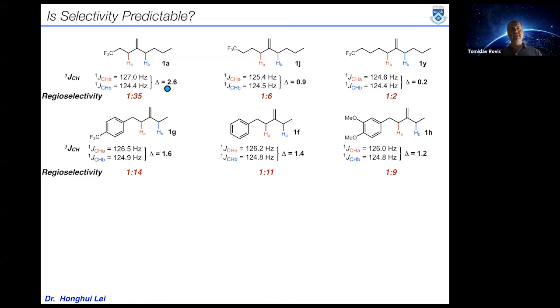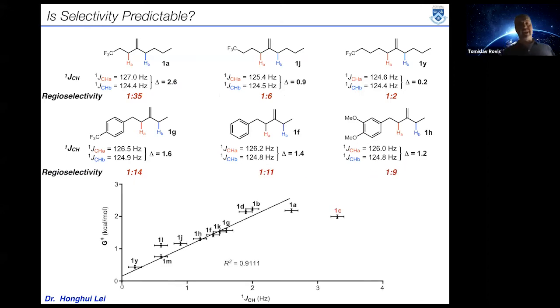So delta 2.6 hertz, 35 to 1 selectivity. As it drops to 0.2, next to no difference, 2 to 1. Note in this arene series, these are exquisitely sensitive actually. So an electron deficient arene has a 1.6 hertz difference in coupling, 14 to 1 selectivity. As you get progressively more electron rich, it's only 1.2 now, 9 to 1 selectivity. And clearly it graphs. In fact, it literally graphs the selectivity with a decent R² value, with one significant outlier of the ones we looked at, and that's this one. And that's a phthalimide-containing system, which quite frankly we think undergoes competitive coordination between the carbonyls of the phthalimide and the iridium catalyst.